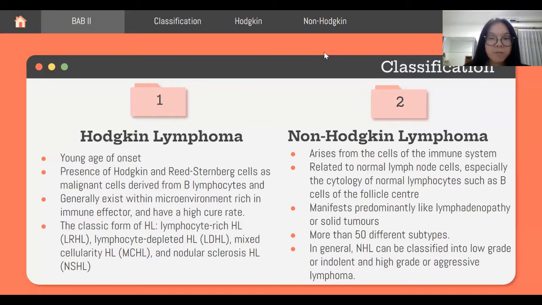50 different subtypes. In general, non-Hodgkin lymphoma can be classified into low-grade or indolent and high-grade or aggressive lymphoma. In indolent lymphoma, the commonest type is follicular lymphoma, while in aggressive lymphoma, it is diffuse large B-cell lymphoma.